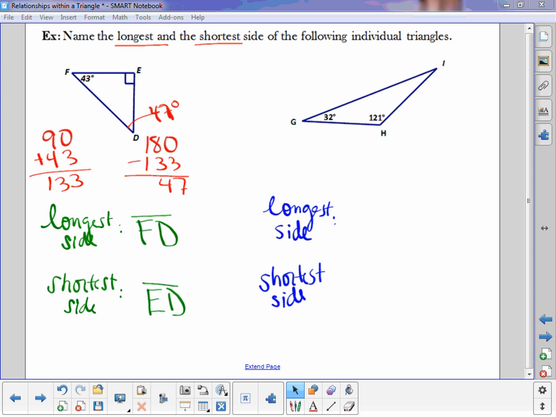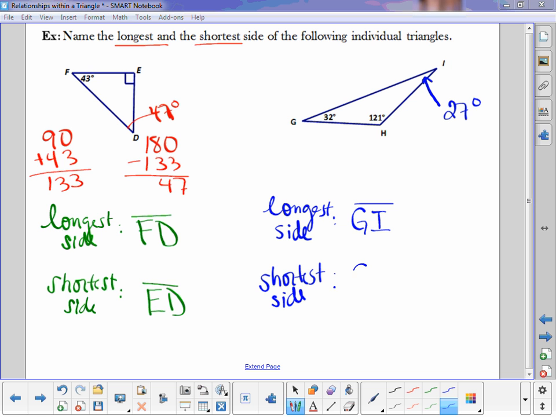Alright, so for this one, we don't know angle I. When we solved for it, what did we get for angle I? 27. Did we agree with 27? Yes. Okay. So what's my longest side? GI. Make sure you have proper notation there. And my shortest side? HG or GH, either way. And again, make sure you have that little line. Alright, questions with that? Those first two theorems, really not bad. And again, just allows us to know which order of our sides or order of our angles.